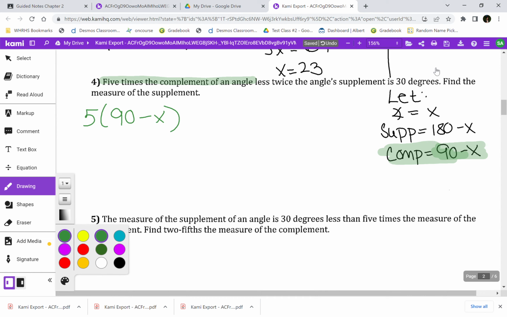All right, it doesn't say is. Is means equals. It does not say is. It says less. What operation do you think goes with less?